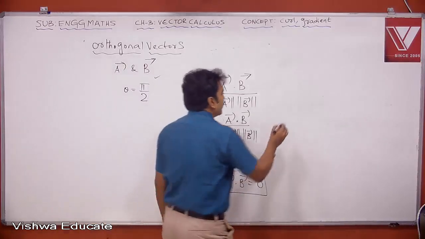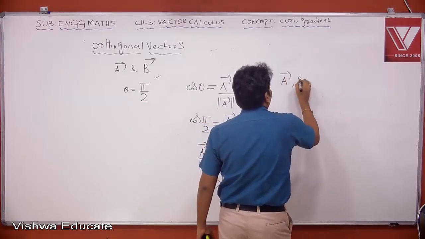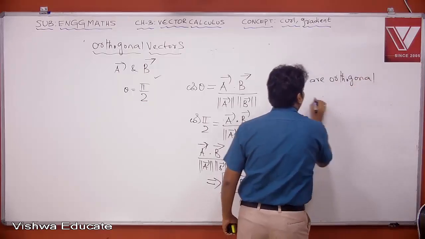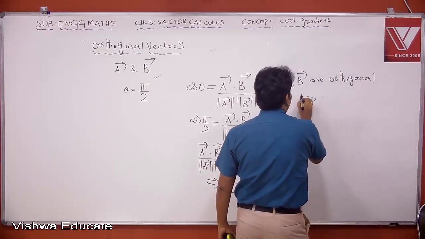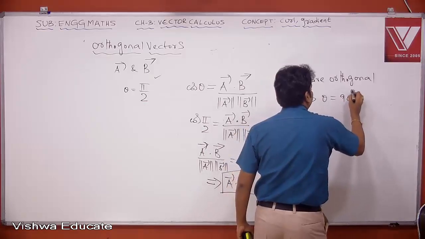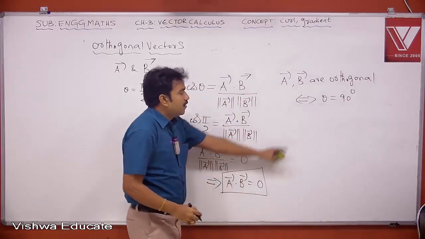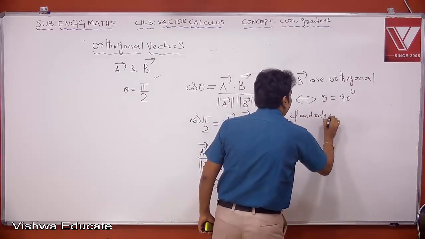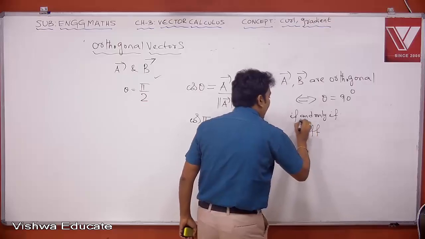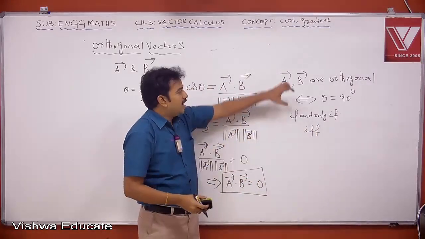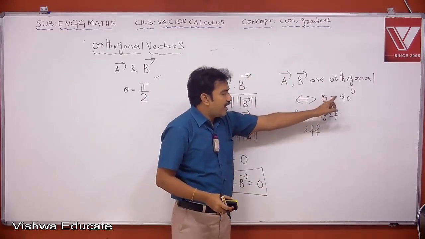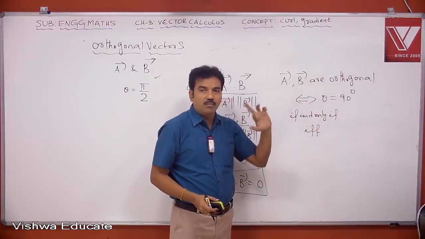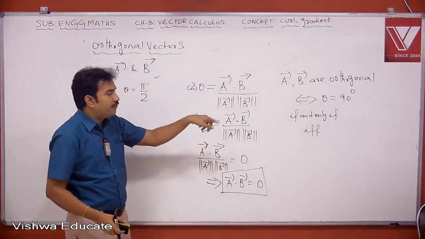So the result is a bar, b bar are orthogonal if and only if theta equal to 90 degrees, where theta is the angle between these two. Do you know the meaning of this? This is nothing but if and only if, or sometimes they use this notation IFF. So it means that if the vectors are orthogonal, this implies the angle between them is 90 degrees. If the angle between them is 90 degrees, they are called orthogonal. In both ways, the statement is true. That is the meaning of if and only if.